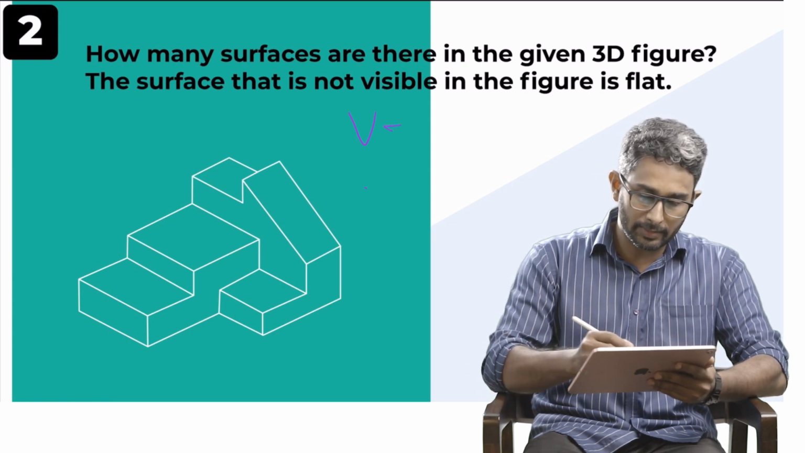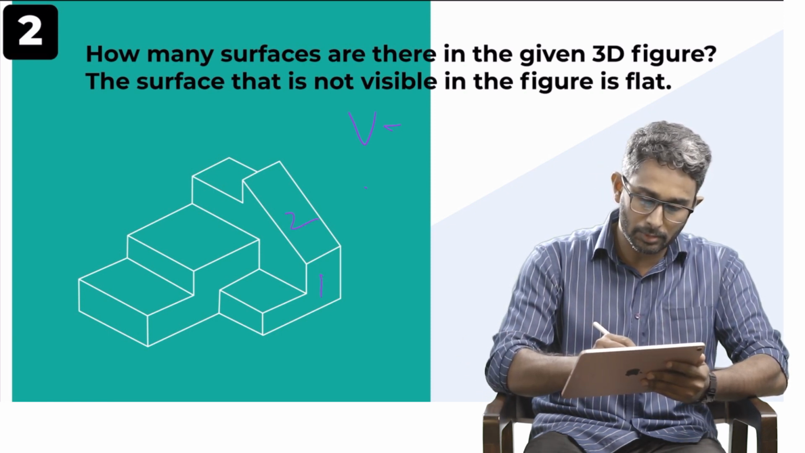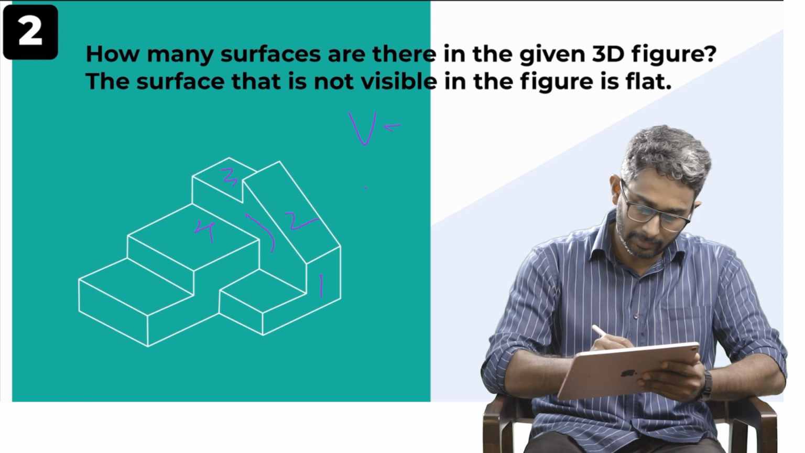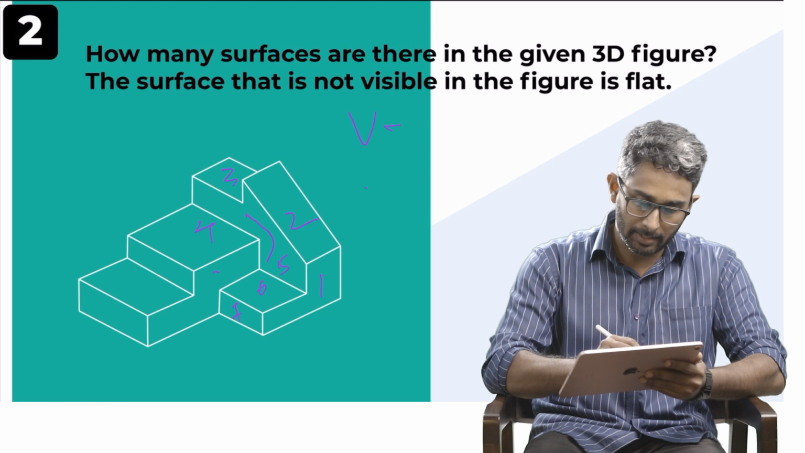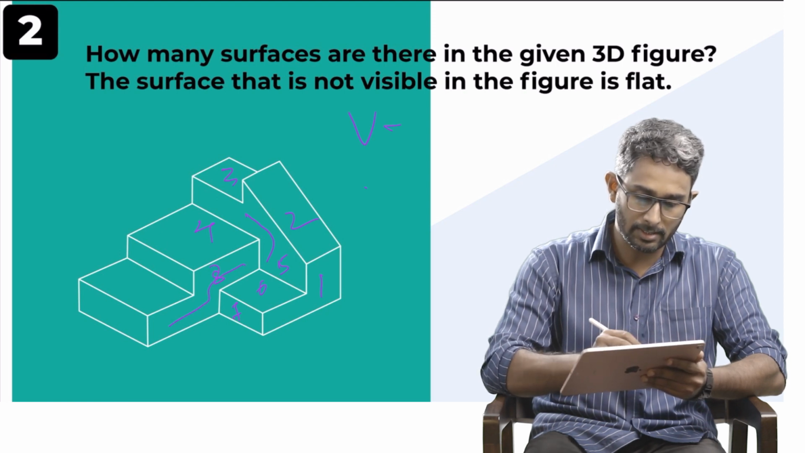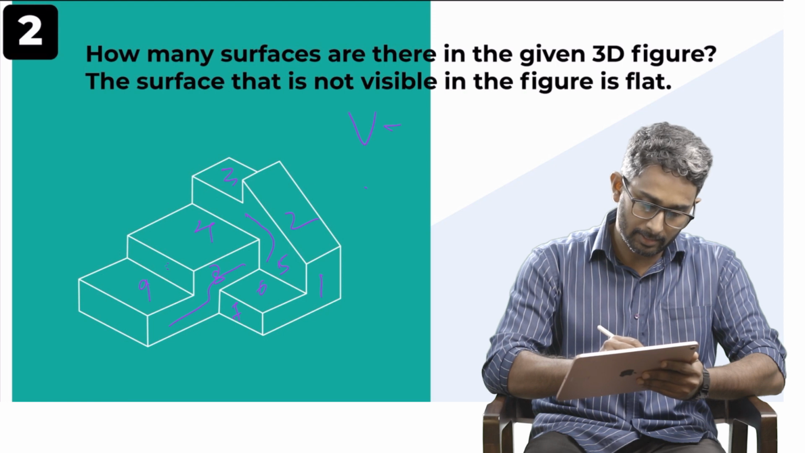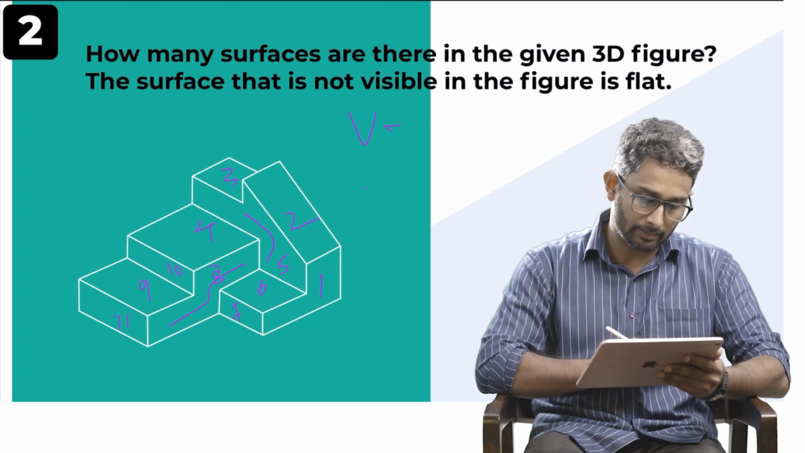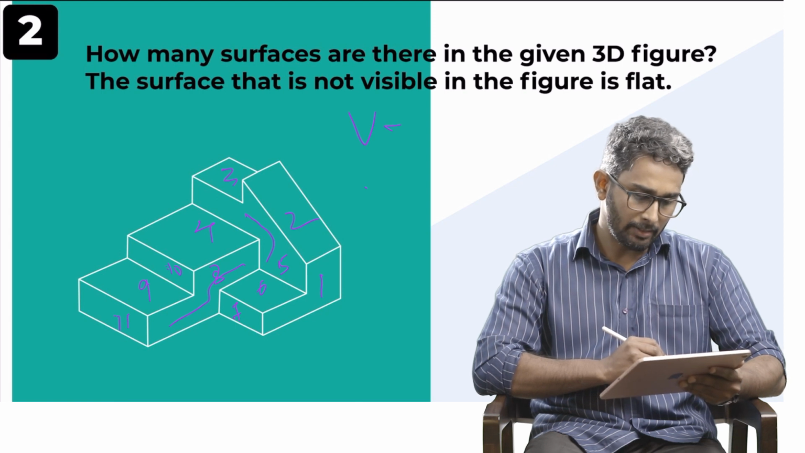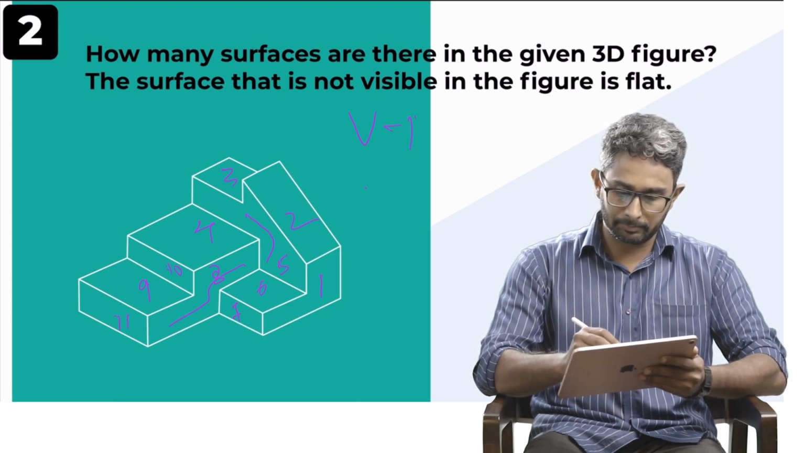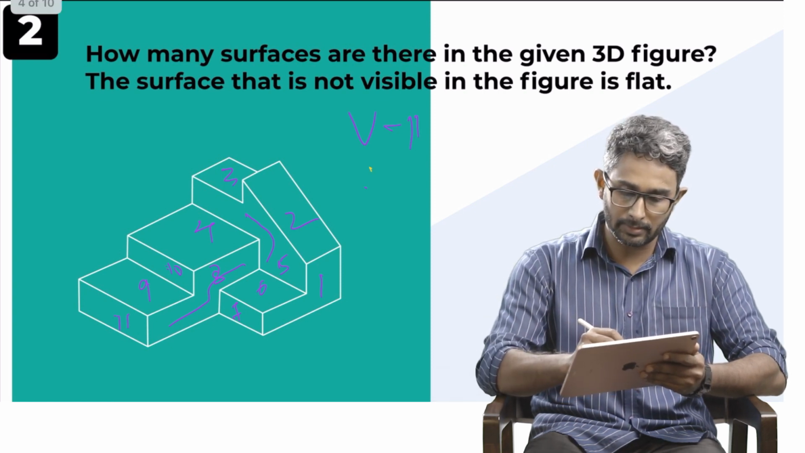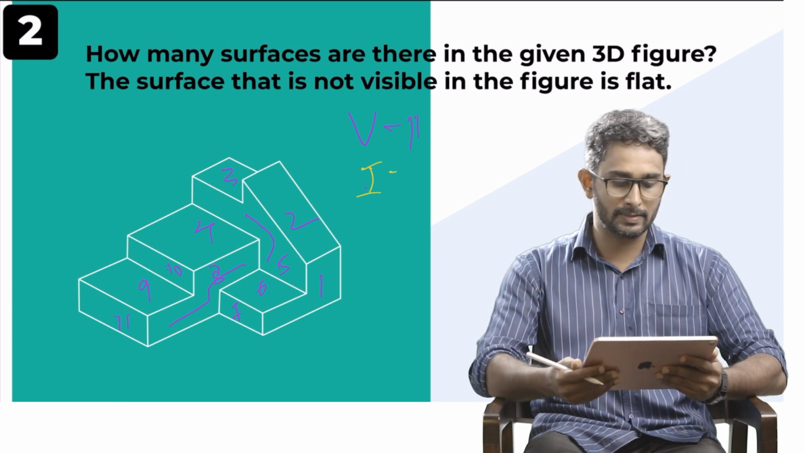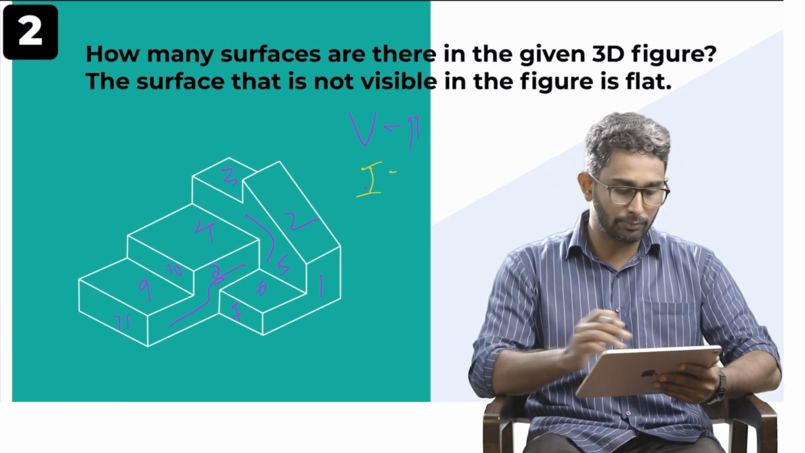So let's start with the visible surfaces. Let's start counting all the visible surfaces. So this is 1, this is 2, this is 3, 4, 5, 6, 7, 8, this whole surface is 8, 9, 10, 11. I think I can see 11 visible surfaces. Next, we will move on to invisible surfaces. How many surfaces are invisible to our eyes for this 3D figure?